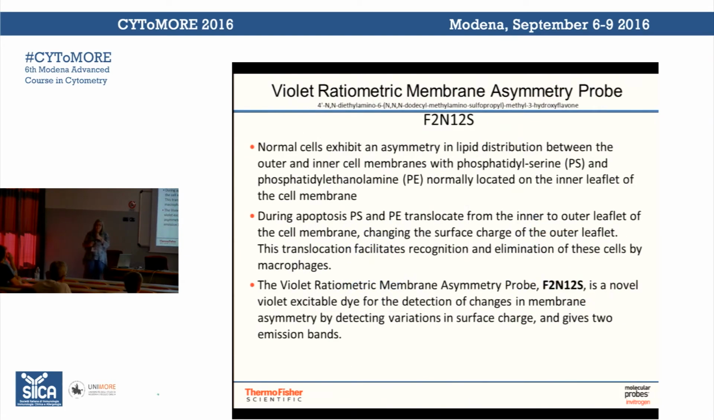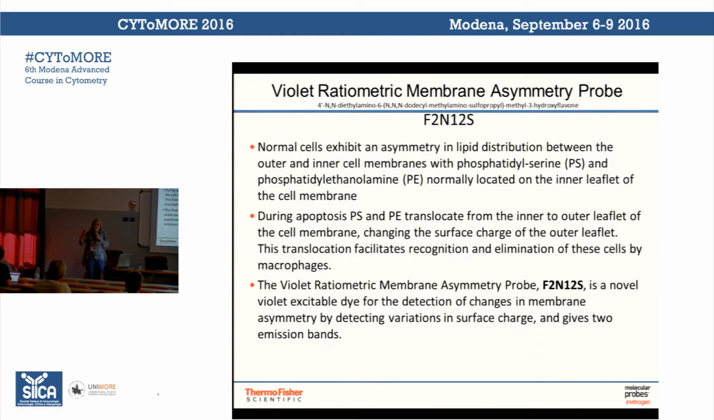So this is kind of an unknown or not used very much ratiometric dye, the violet ratiometric membrane asymmetry probe. The probe itself is F2N12S, and that stands for this chemical name. I'm not going to try to say it.